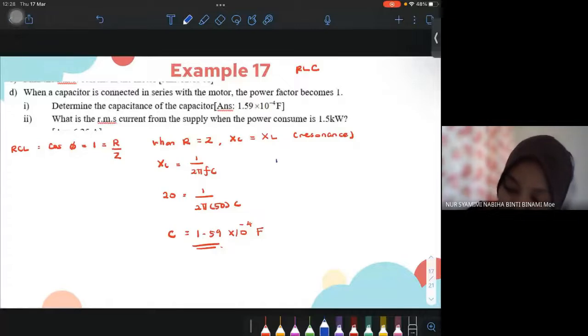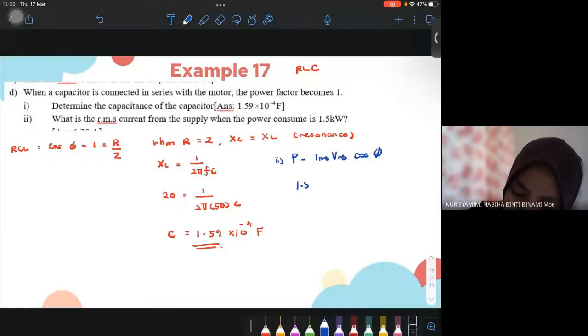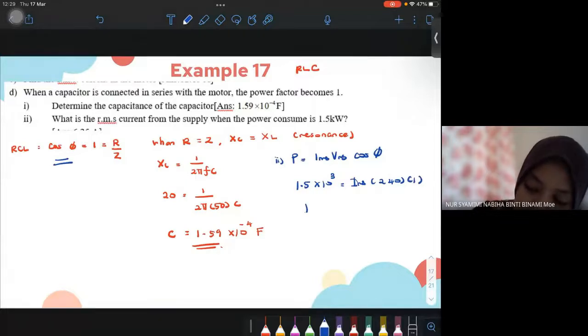Okay, number 2. It asks what is the RMS current? So it is still the same formula, P equals I_RMS V_RMS cos φ. So P is still the same, 1.5 times 10 to the power 3 equals I_RMS times V_RMS, which is 240, and our cos φ from earlier is 1. So we will get I_RMS equals 6.25 amperes.